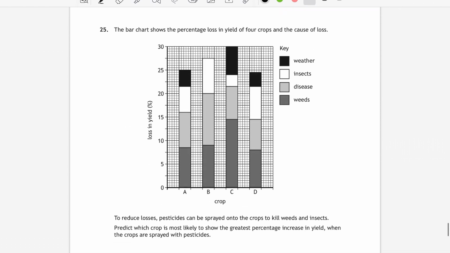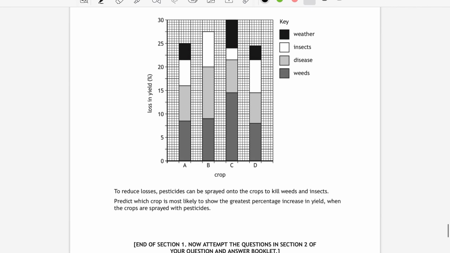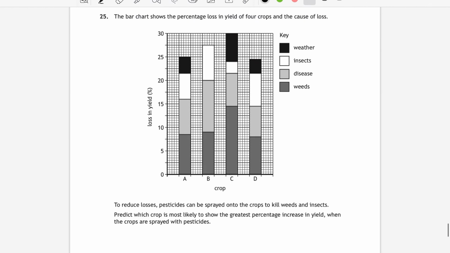And last question. The bar chart shows the percentage loss in yield of 4 crops and the cause of the loss. So we've been given our bar chart there, and we've got loss of yield on our y-axis. To reduce losses, pesticides can be sprayed onto the crops to kill weeds and insects. Predict which crop is most likely to show the greatest percentage increase in yield when the crops are sprayed with pesticide. Again, pause the video and have a think.